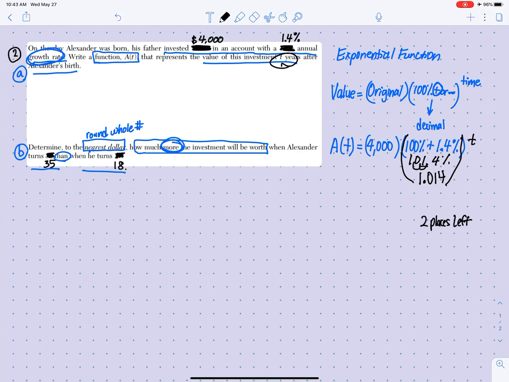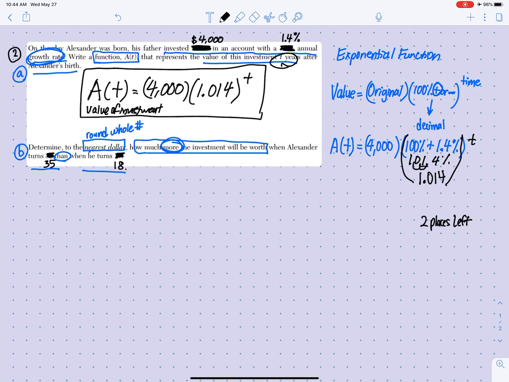So let's rewrite this right here. A of t is the value of the investment. So let's write value of investment equals original, which was 4,000. It's not necessary to put it in parentheses, but I'm just going to do that to be consistent. And then the 100% plus 1.4% changed to a decimal was 1.014. And then the exponent was time. So this is the first part of the question. We wanted to write the function.